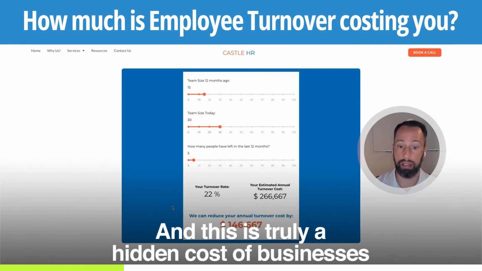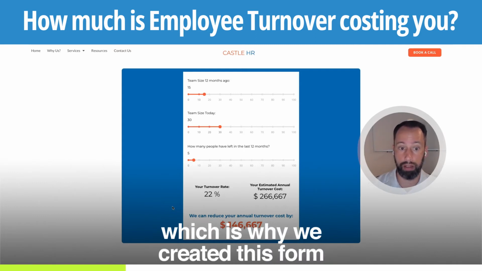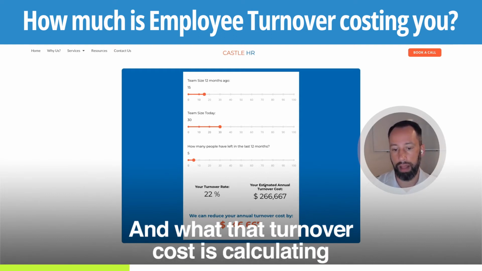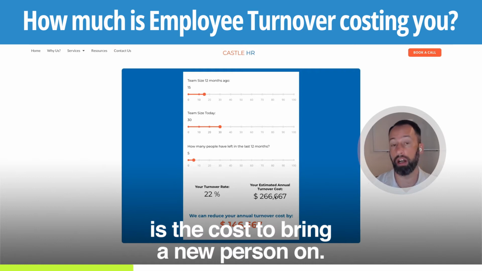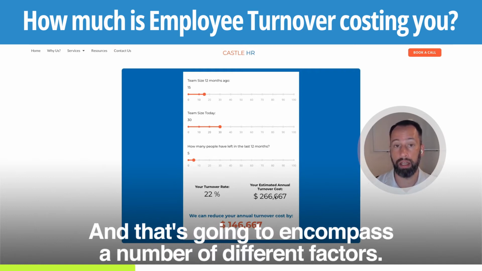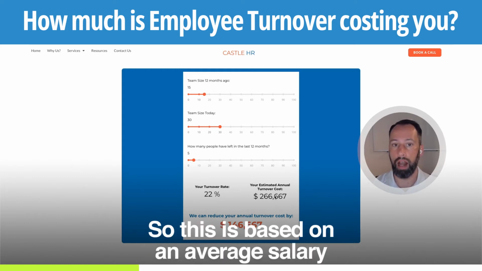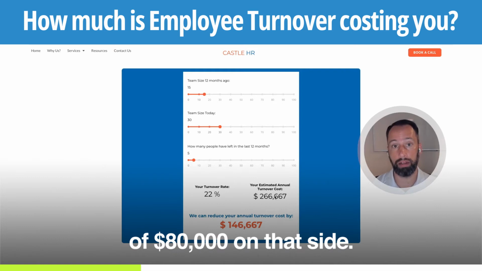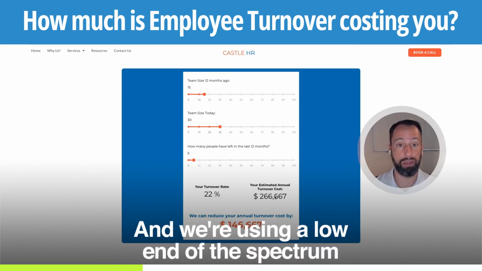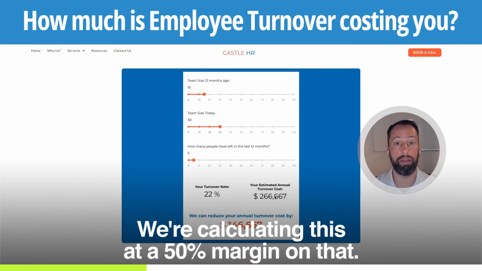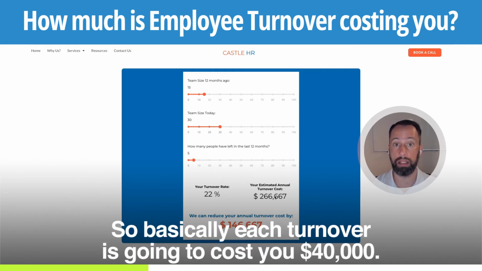This is truly a hidden cost of businesses, which is why we created this form to give you that estimated turnover cost. What that turnover cost is calculating is the cost to bring a new person on, and that encompasses a number of different factors. There is a little bit of an estimate here. This is based on an average salary of 80,000, and we're using the low end of the spectrum on the calculator cost, calculating this at a 50% margin. So basically, each turnover is going to cost you $40,000.